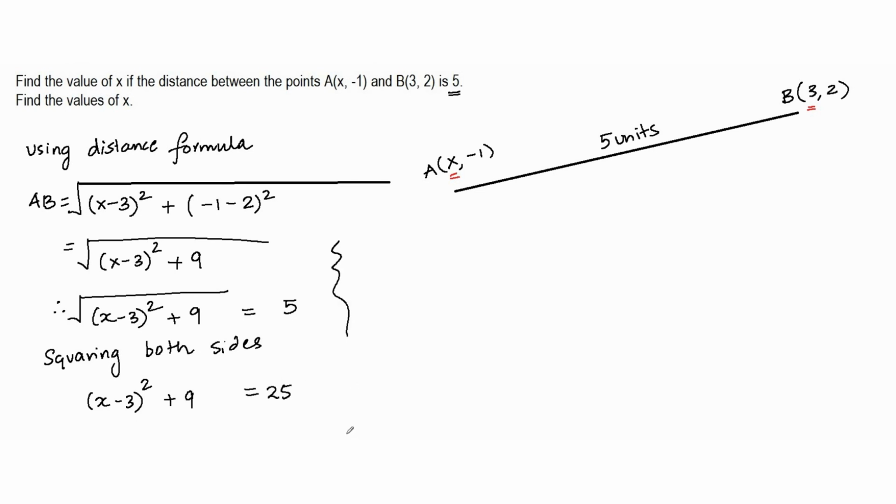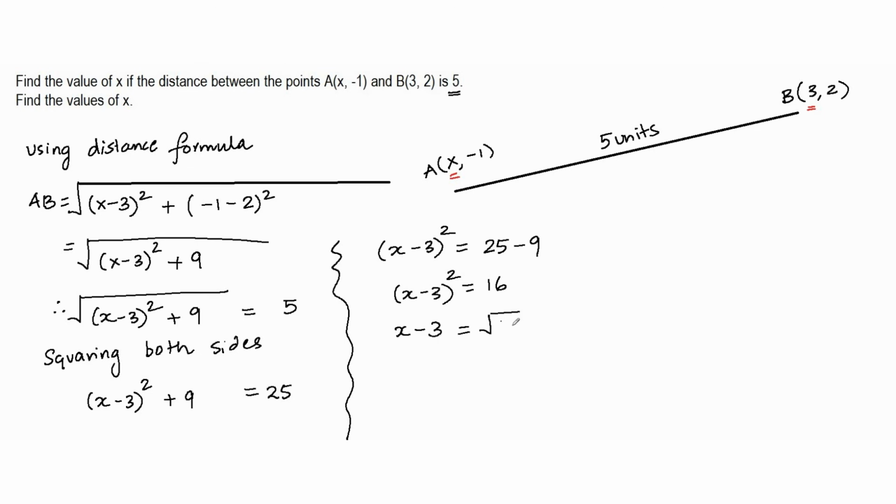equal to 25. And now I can write this as (x minus 3) the whole square is 25 minus 9, which means (x minus 3) the whole square is equal to 16. Now I have two options. I can either open up all the terms, that is I can apply (a minus b) the whole square, or I can directly take square root on both sides. Because 16 is a perfect square, I choose to take the square root on both sides.